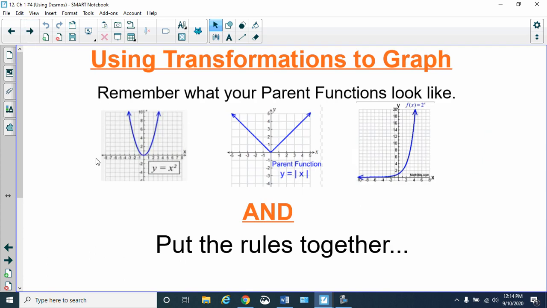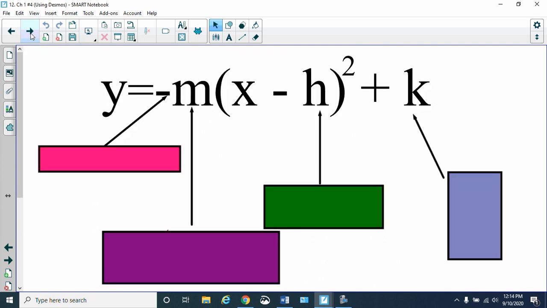All right, so first you've got to remember what your parent functions look like, whether it's quadratic, absolute value, exponential. We didn't look at exponential, but you all know what exponential looks like, and the parent function for exponential is y equals 2 to the x. And we're going to put the rules together. So this is where you want to make sure that you stop and take good notes. I'm using a quadratic equation to emphasize what each part does, but this holds true whether it's absolute value, exponential, or square root function, okay?